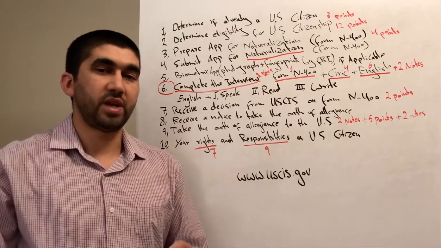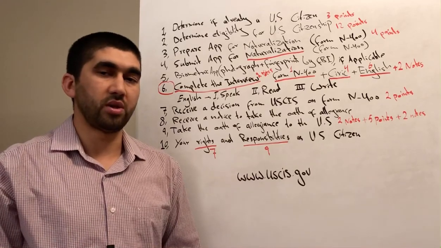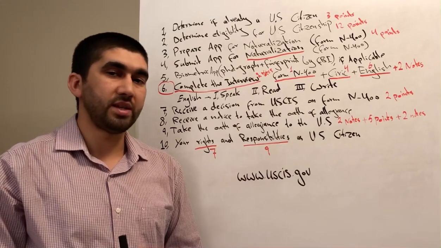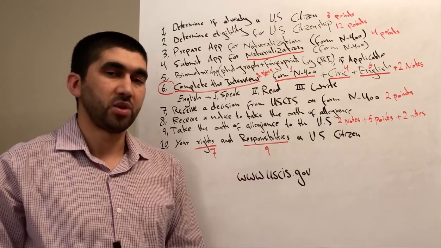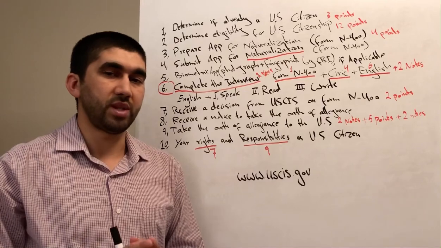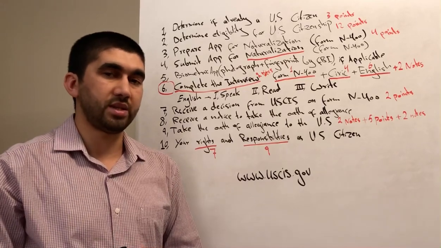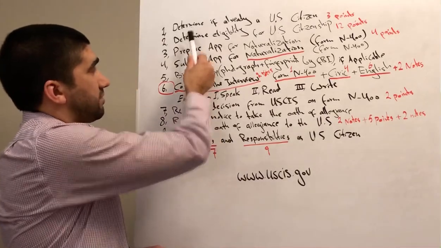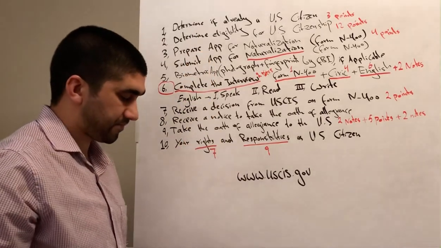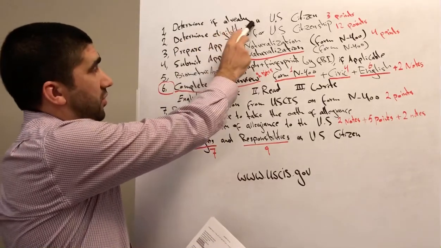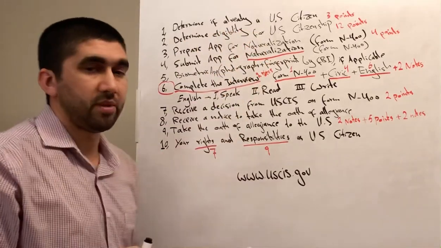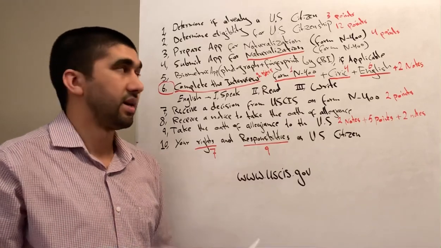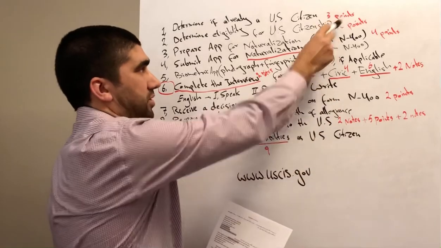So this was a very short overview of all 10 steps. Now we are going into detail, and I need you to bear with me from A to Z. I'm going to explain all of them in as much detail as I have collected for today's session. So number 1, when we say determine if already a US citizen, it simply means that some people are already US citizens, they just need to determine that. We have 3 points here.